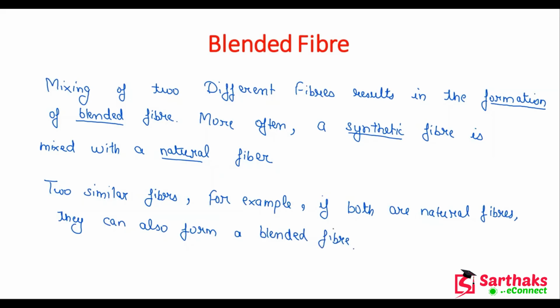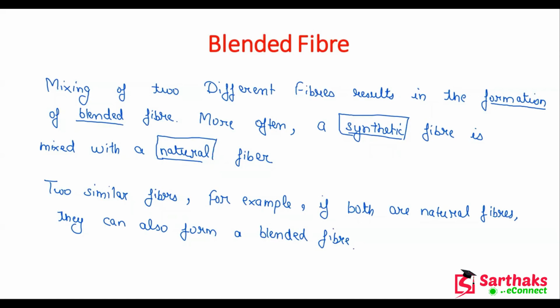Generally, what happens is that a synthetic fiber is mixed with a natural fiber so that the blended fiber has the properties of both the fibers. So the blended fiber will have the properties of both the fibers. That's why synthetic is mixed with natural.